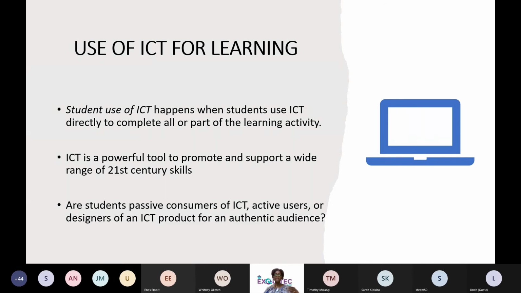Most of these 21st century skills that we are talking about are really being augmented, built, or improved on by the use of ICT. So when you have students as passive consumers of ICT, are they passive consumers of ICT? Are they active users? Or are they designers of ICT products for an authentic audience? These are the questions that you ask when you are considering the use of ICT in the classroom.